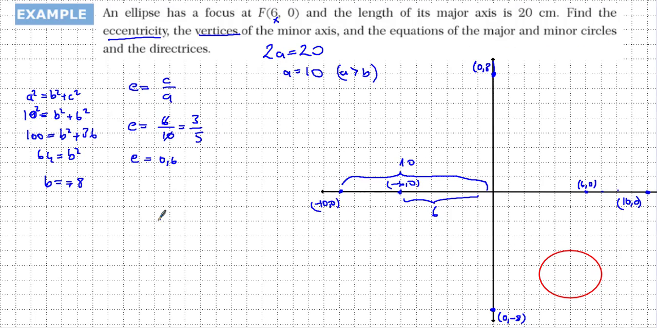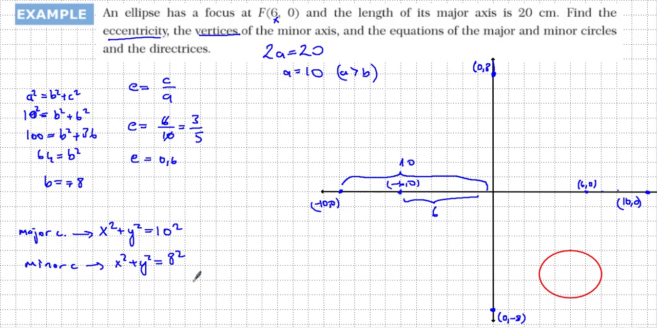Now the equations of the major and minor circles. Since a is equal to 10 and b is equal to 8, the major circle is x squared plus y squared equal to 10 squared, and the minor circle is x squared plus y squared equal to 8 squared.